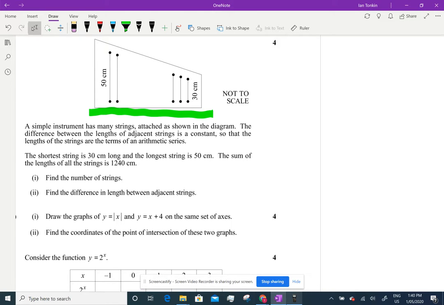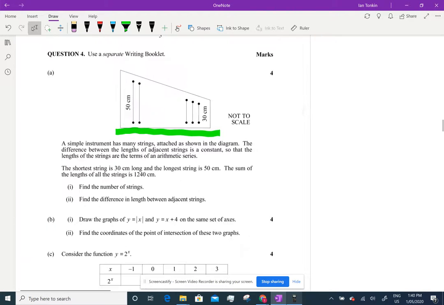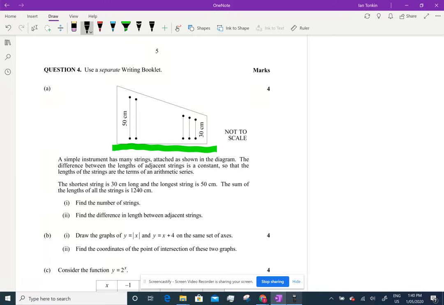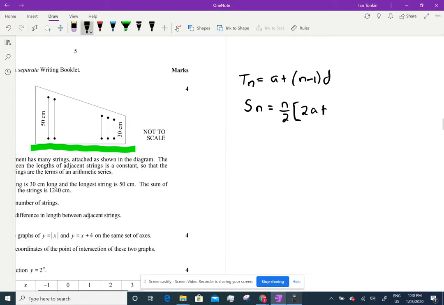The difference between the lengths of the adjacent strings is a constant, so that the lengths of the strings form an arithmetic series. The shortest string is 30, the longest string is 50, the sum of all the strings is 1240. Find the number of strings. Right, this is an arithmetic series. So these are the formulas I'm going to use. T of n equals a plus n minus 1 times d. S of n equals n on 2 times 2a plus n minus 1 times d, or n on 2 times a plus l.